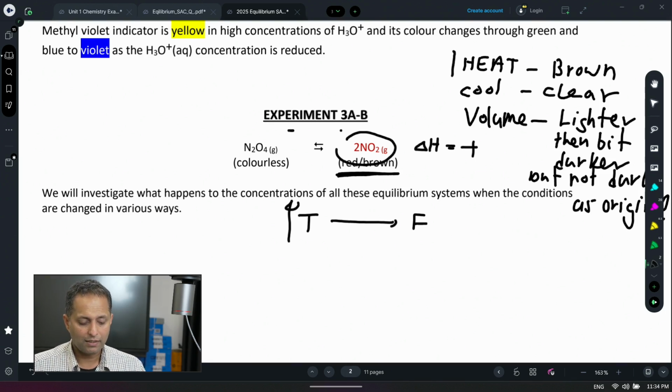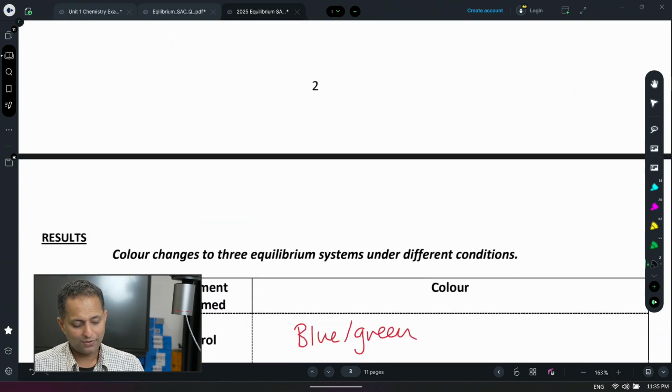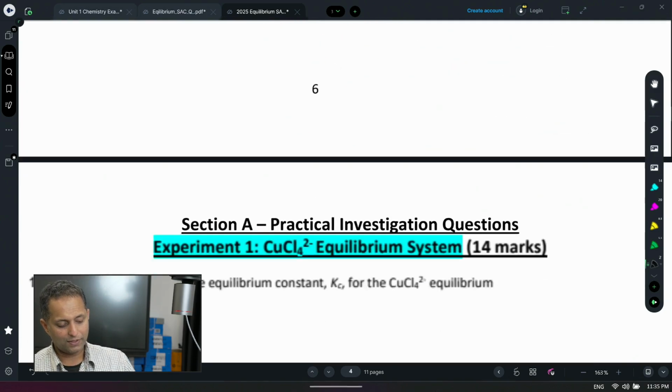It will become darker, but it is always going to be less dark than just before the change was made. So it's going to be less dark, right? Okay. Having that knowledge in our hand, let's look at the questions. All right.